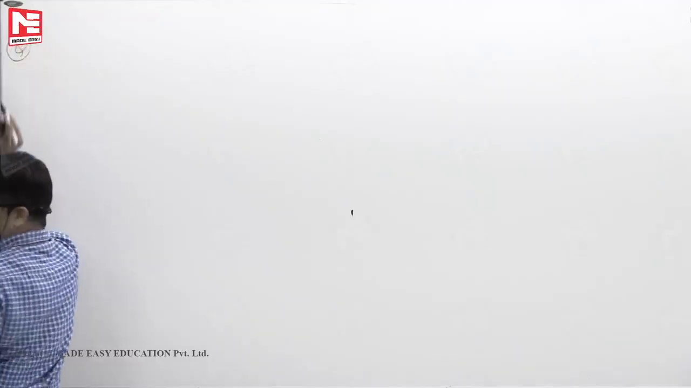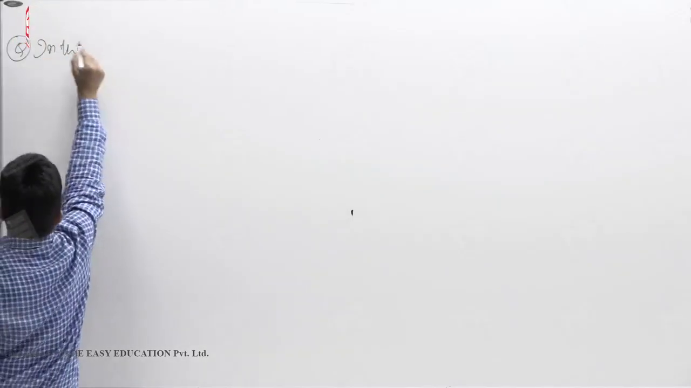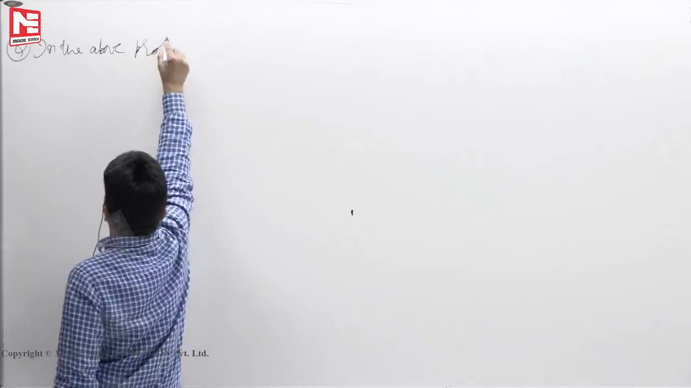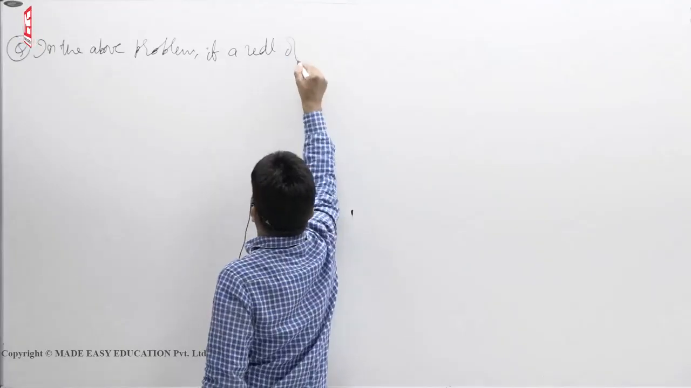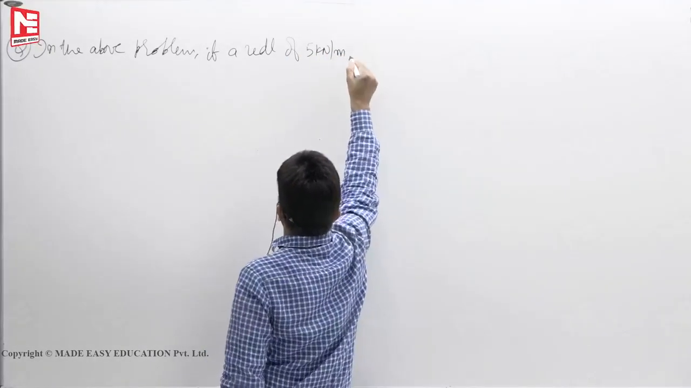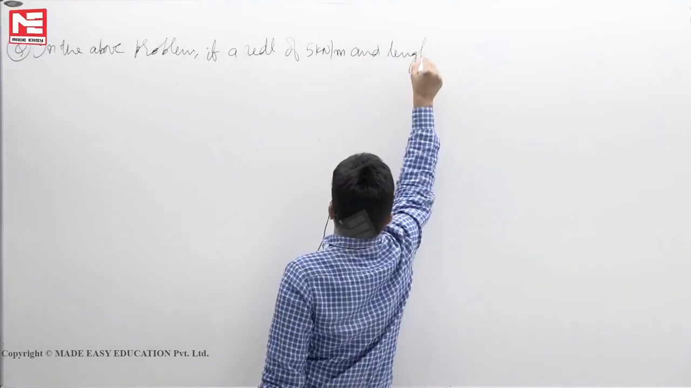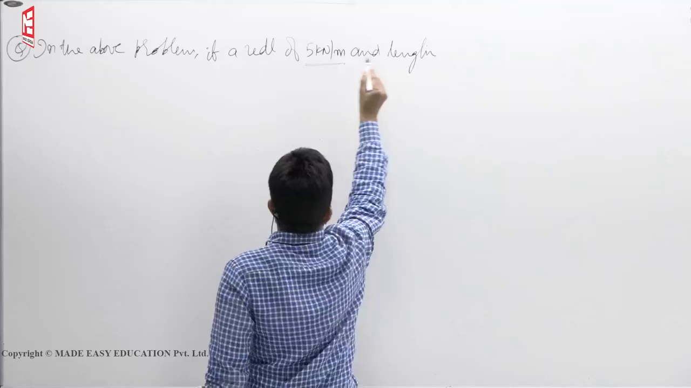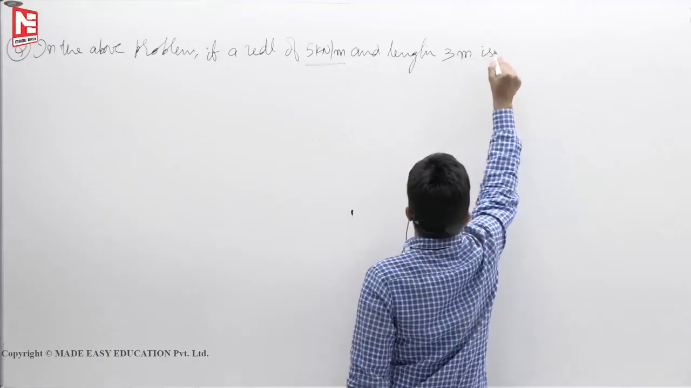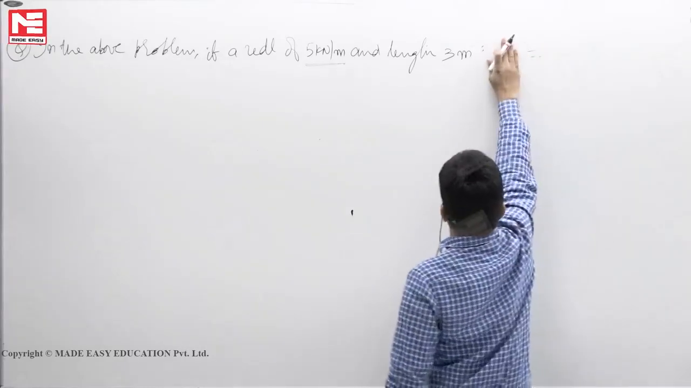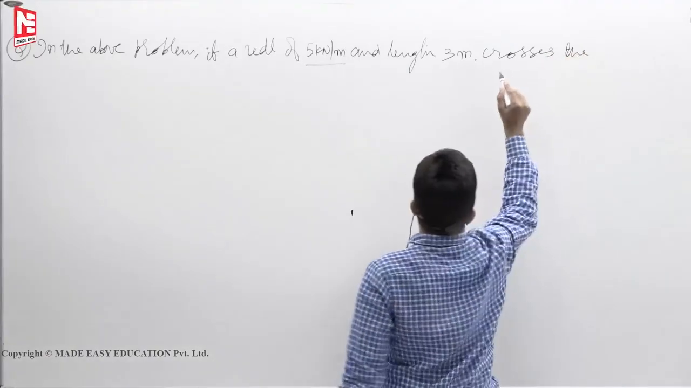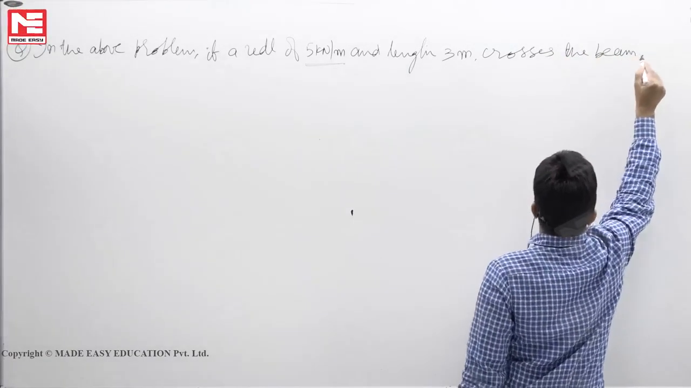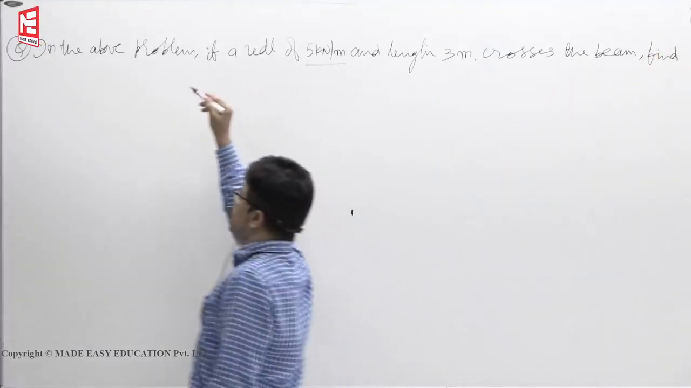Now, we'll see the next problem. In the above problem, if a UDL, uniformly distributed load of 5 kilonewtons per meter width, this 5 kilonewtons per unit width and length 3 meters, crosses the beam, find the maximum reaction.